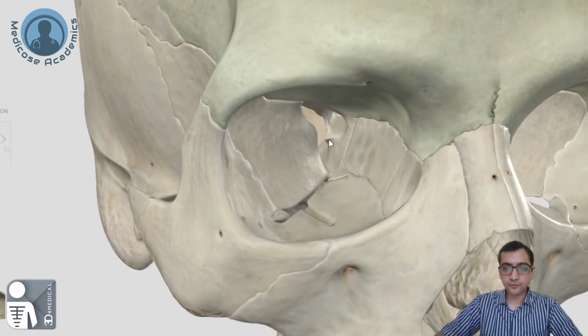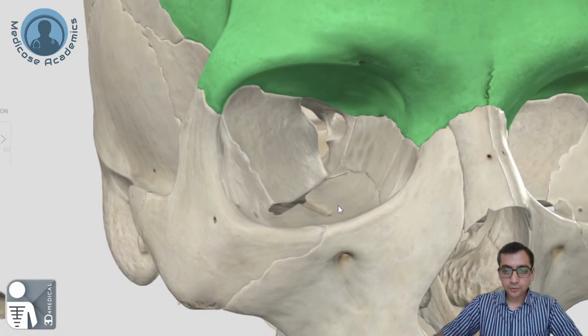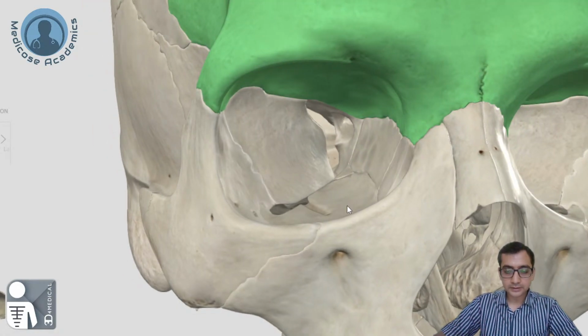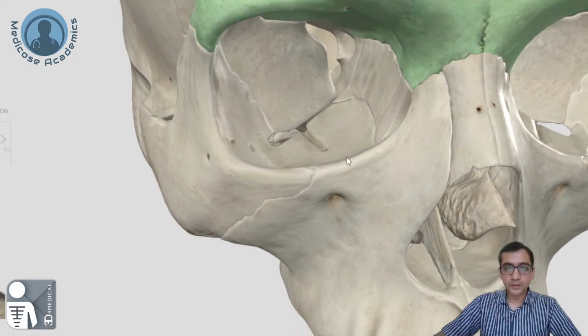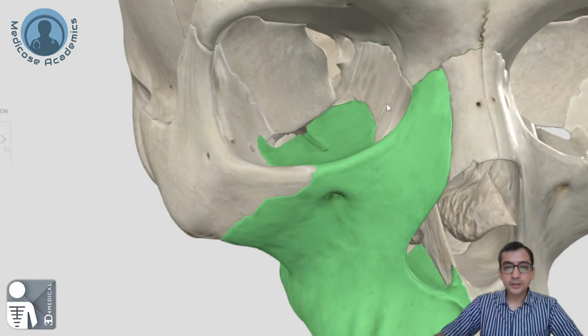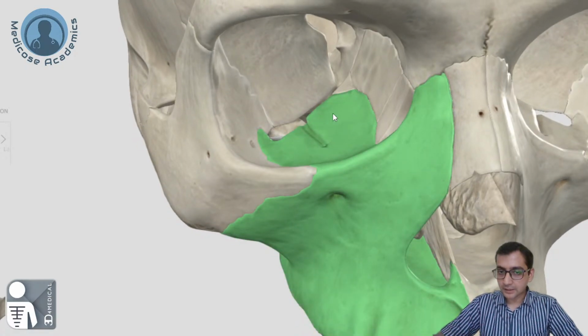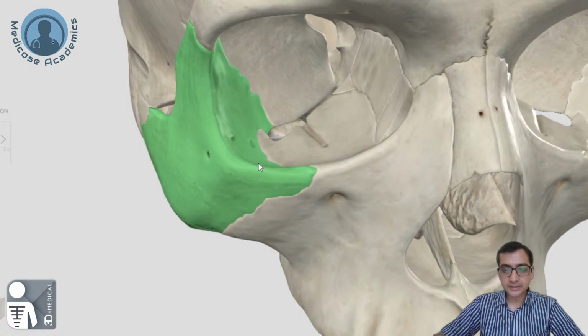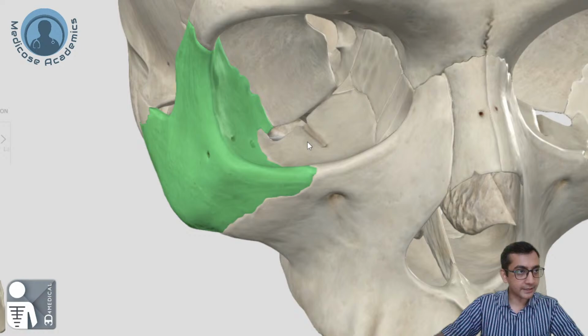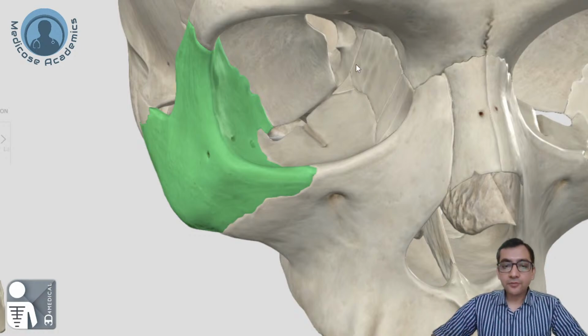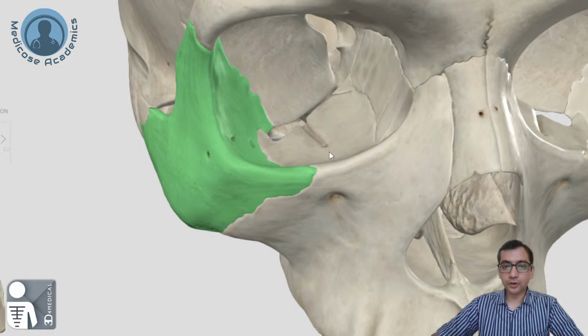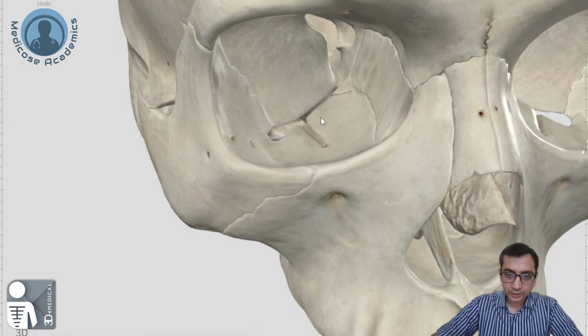Okay, let's look at the inferior wall. Who is making the inferior wall? The inferior wall is majorly being made by the maxillary bone, but there is some contribution from the zygomatic bone on the lateral aspect also. In the inferior wall, there are interesting things to be seen here. This particular groove is seen that converts into a foramen right here.